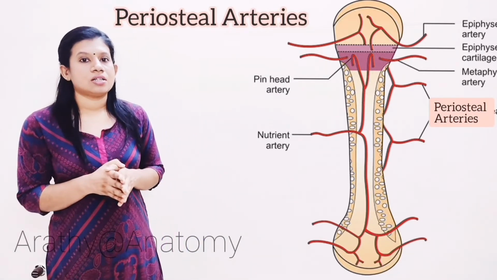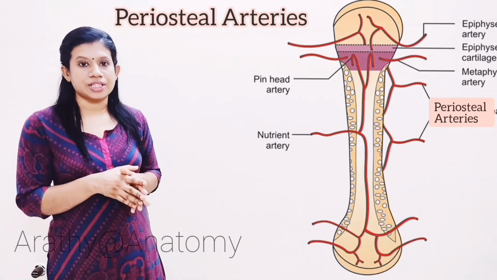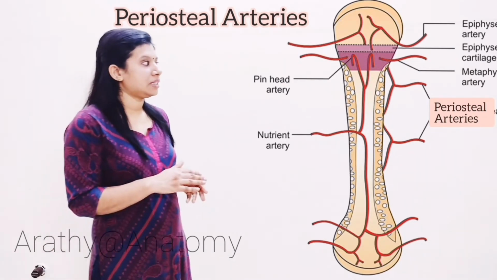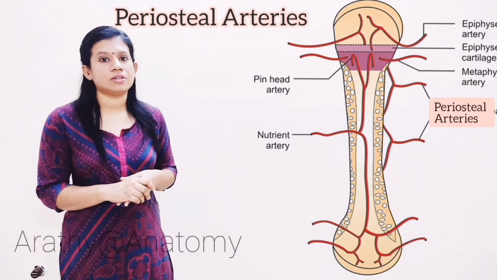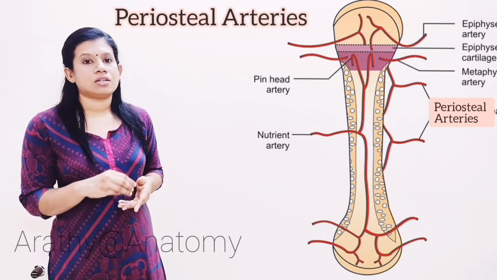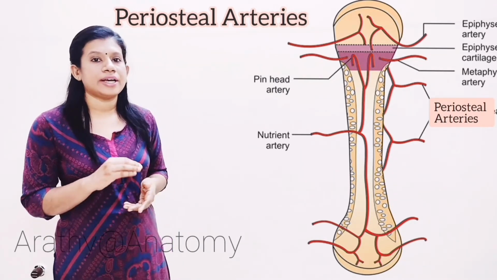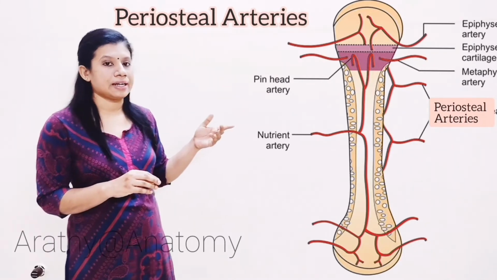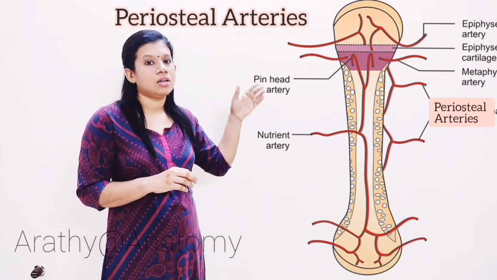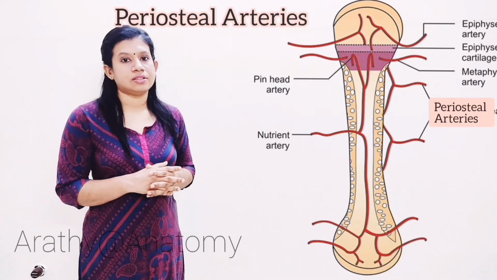Okay, so now the second one, that is called the periosteal artery. The periosteal arteries are derived from the neighboring vessels. They are numerous beneath the tendinous attachments. Okay, and this periosteal artery enters the bone through a canal which is called Volkmann's canal, and it mainly supplies the outer one-third of the cortex.